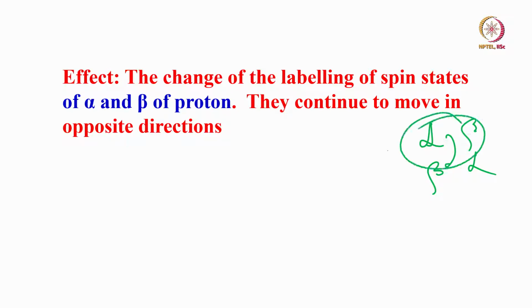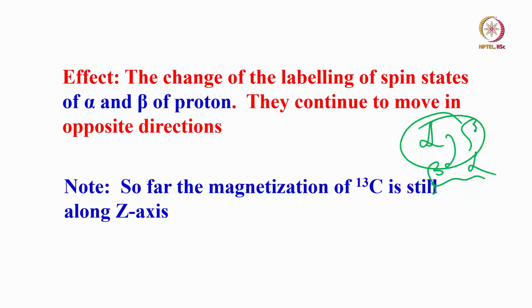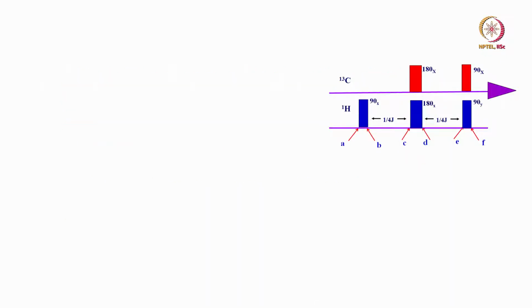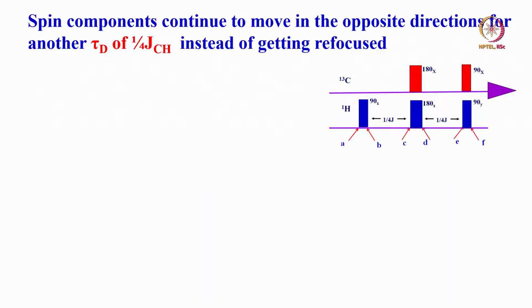But now, because of the carbon 13, alpha has become beta, beta has become alpha, and those start moving in the opposite direction. That's what is going to happen. So far, carbon 13 was still along the z axis, but we have only applied a 180 pulse and then brought it from plus z to minus z. But that effect is seen on the proton. Very interesting thing, right? How the alpha and beta components of the proton got interchanged because of the application of the 180 pulse of the carbon 13. This is what it is. Now, spins continue to move in the opposite direction because of the interchange of the alpha and beta components.